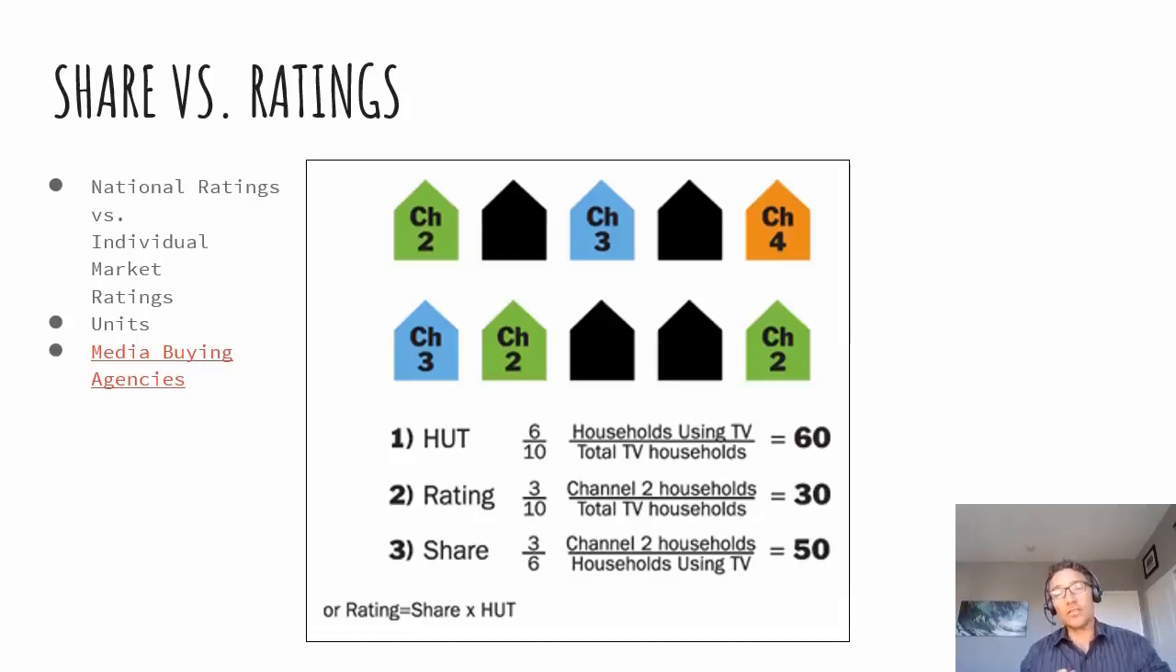Share is out of the TVs that are turned on and are actively watching a show during a specific time period, like prime time. Out of those folks who have the TV turned on during that specific time frame, how many of them are watching my network versus a competing network? So in this case, we see the channel 2 households have a 50 share, because out of those 3 TVs that are watching channel 2, that's 50% of the 6 that have their TVs turned on. Does that make sense? So rating is all the TVs in a market, whether they're on or not. Share is TVs turned on, in a specific time frame.